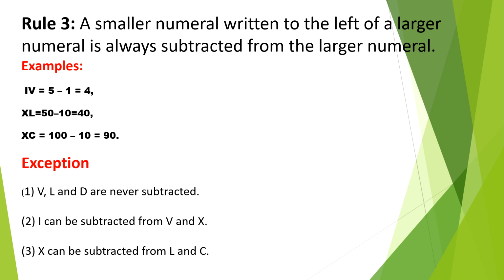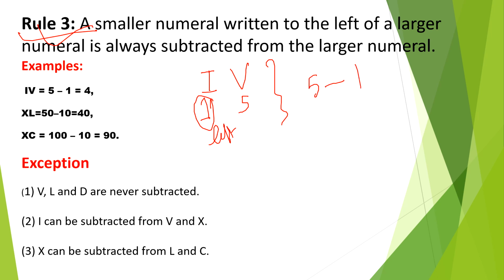Rule number 3. This is one of the most important rules. Please do remember this is one of the most important because this is where students mostly make the mistake. Here a smaller numeral written to the left of a larger numeral is always subtracted. Now, if a smaller Roman numeral is written to the left of a bigger one, you see if this is 5, this is 1. 1 is to the left of 5. Here you will not add, rather you will subtract. This is the rule.